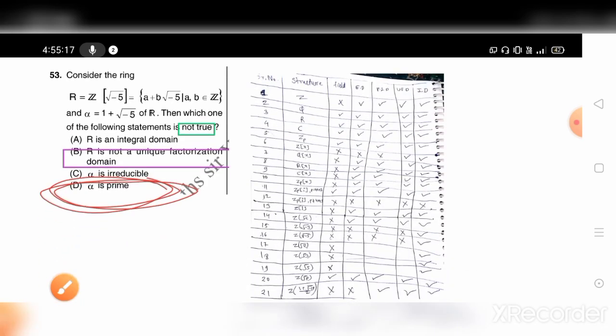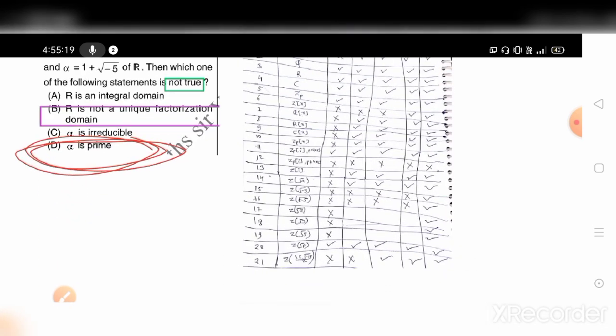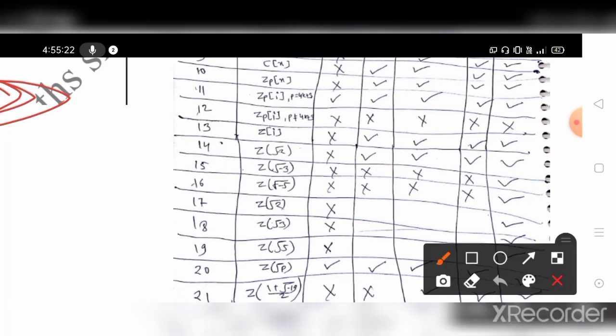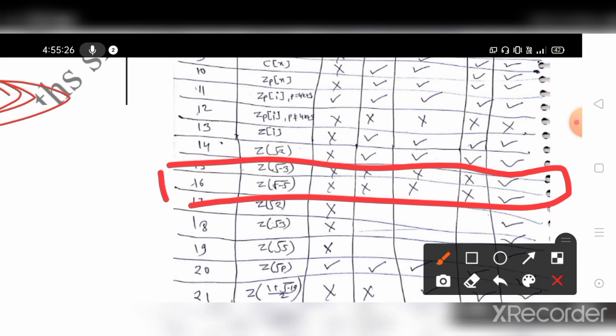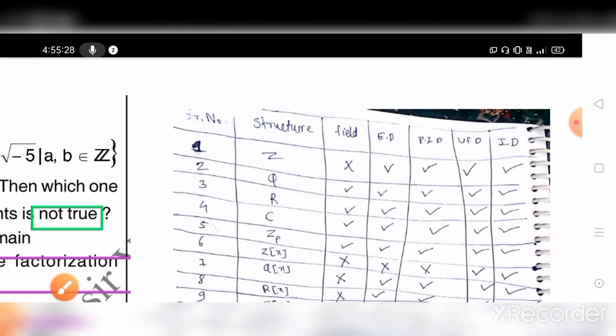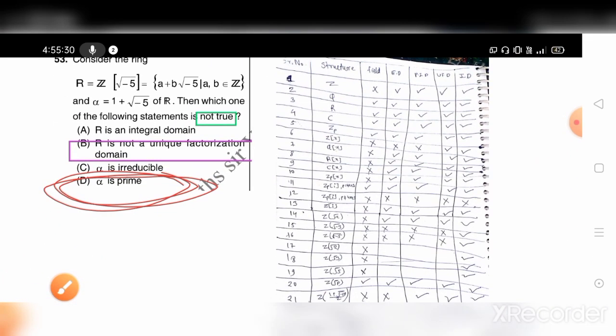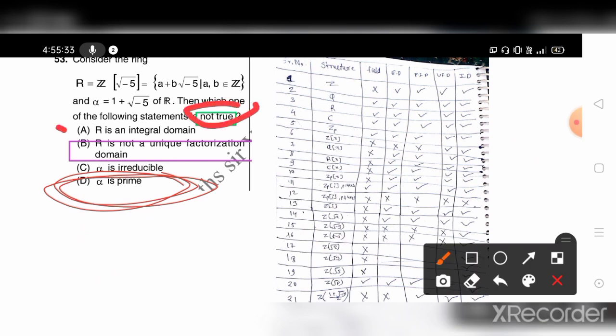Consider the ring R equal to Z[root minus 5]. Here it is given root minus 5. This is only an ID, not a UFD. Here it asks which is not true. This is a correct statement. This is not a UFD. This is also correct. And this is irreducible. But alpha is not a prime. Alpha is a prime. This is not true. So option D is correct.